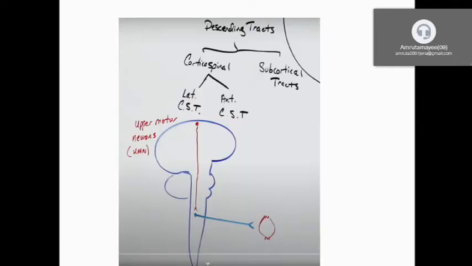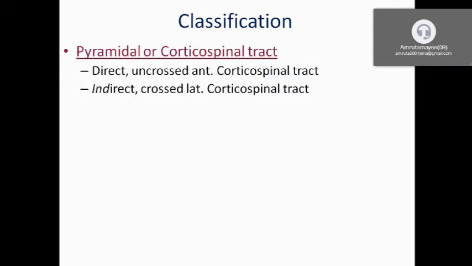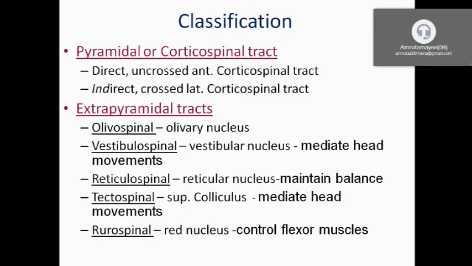So this is the descending tract. Now, how is it classified? The basic classification is the pyramidal or corticospinal tract, which mostly consists of direct pathways, and the other is the indirect pathways. So extrapyramidal or subcortical tracts, they are called subcortical or extrapyramidal.